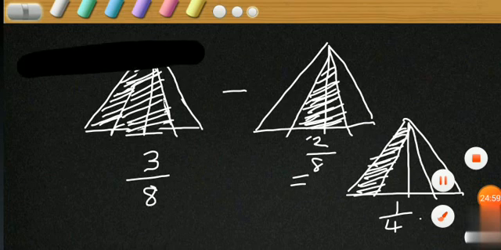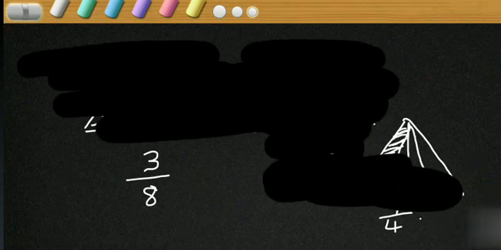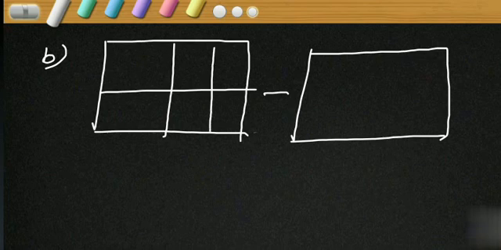So try to do one more, B. Try to do B, question number B. Hope you understood the concept. Are you able to follow? Okay, now in B, please draw one rectangle, one more similar rectangle. We are going to subtract the second figure from the first one.